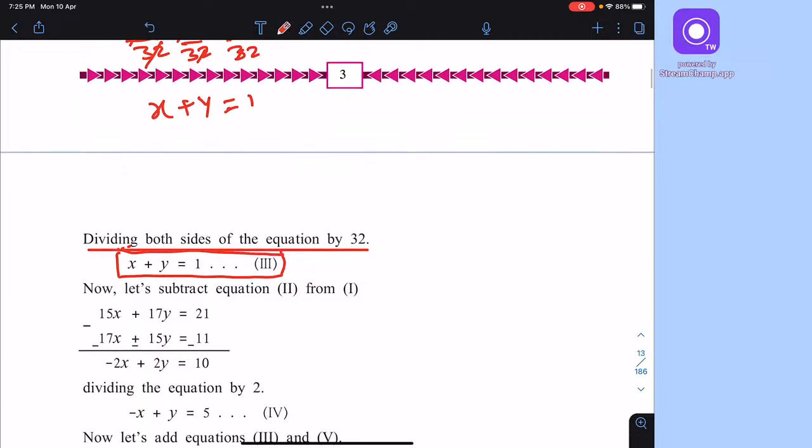Now let us subtract. We said that we are adding and subtracting. Now here you will find that first equation is 15x plus 17y is equal to 21. This you got from 1. And second equation is 17x plus 15y is equal to 11. This is from 2. Now while subtracting, you have to make sure which one you are subtracting. So here equation 2 from equation 1 you are subtracting, means equation 1 is to be written up and equation number 2 is to be written down.